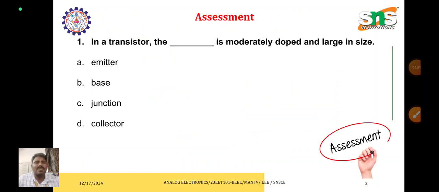And this is the assessment. In a transistor, which region is moderately doped and large in size? Emitter, base, junction, or collector?